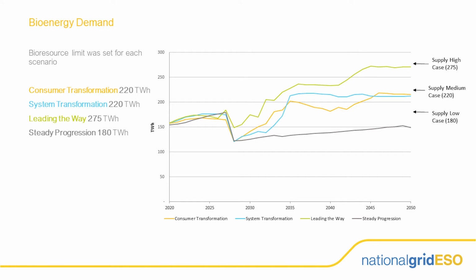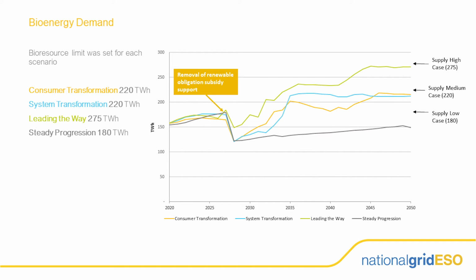Looking at the demand for bioenergy across the scenarios out to 2050. The high, medium and low cases for the bioenergy were modelled as a limit, and the bioenergy used never exceeded this on the way out to 2050. These limits were derived from our Bridging the Gap work carried out last year and are influenced by many factors such as imports and availability to produce domestically. The limit for consumer transformation and system transformation was 220 terawatt hours, for leading the way 275, and in steady progression 180 terawatt hours.